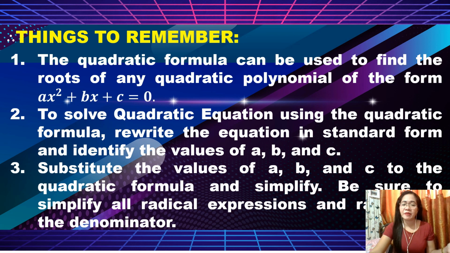Be sure to simplify all radical expressions and rationalize the denominator. Now, how are we going to rationalize? If I say rationalize, we are going to remove the radical symbol in the denominator. If the denominator still has a radical symbol, then your answer is not yet in simplified form. So you are going to rationalize. So that's it. Do you have any questions and clarifications?